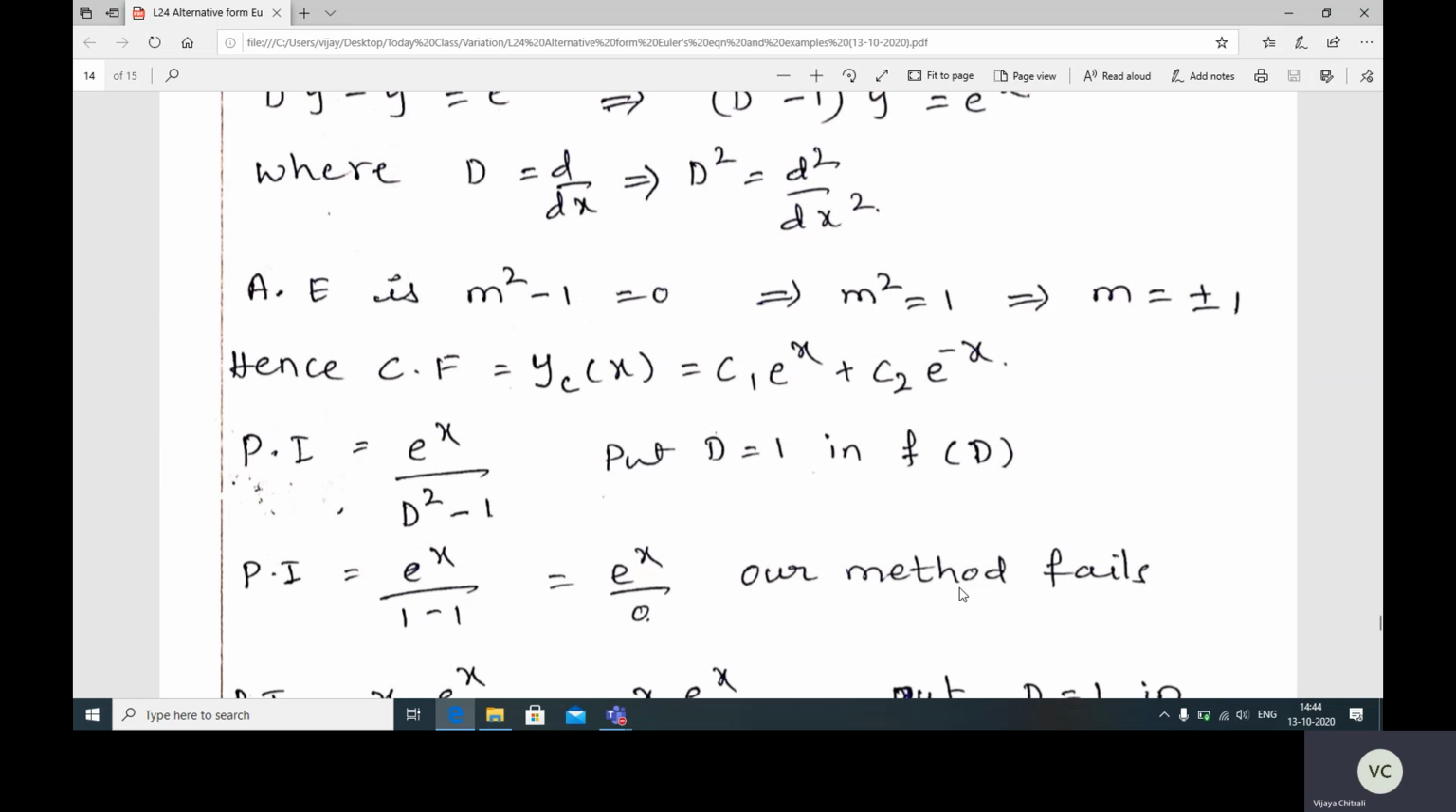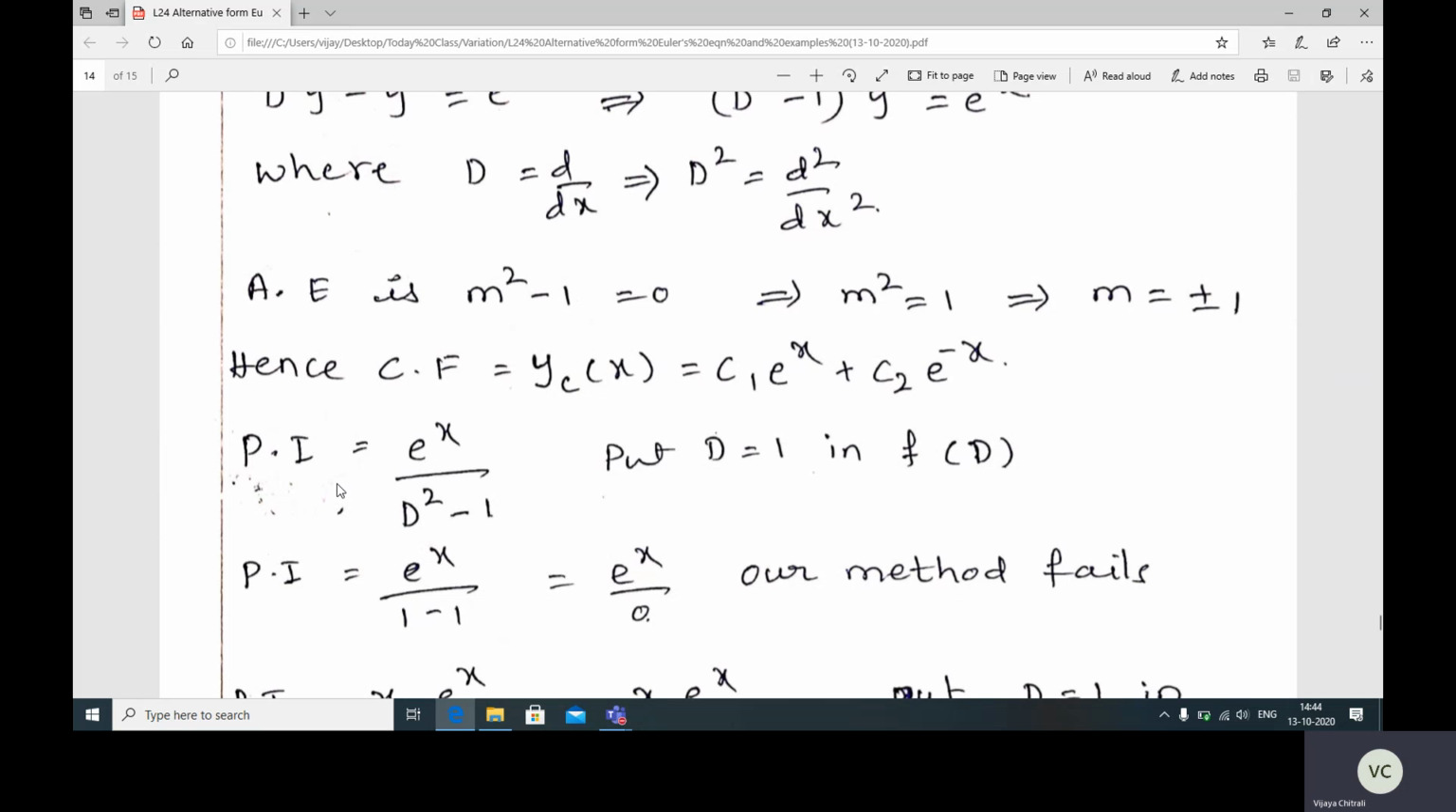So hence the complementary function is yc of x. We have different roots here. Roots are different, so depending on the roots, we will write the complementary function. The complementary function is denoted by yc of x. So this is equal to c1 e raised to x plus c2 e raised to minus x. So this is the complementary function.